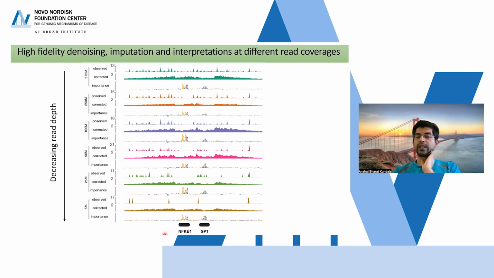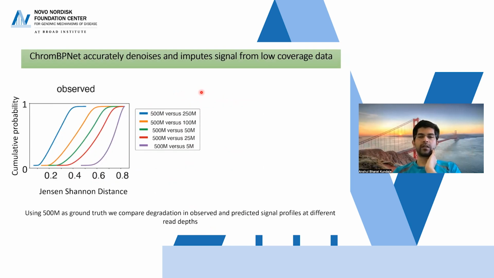And what's even more interesting is if you DeepLIFT these predicted profiles, you see the exact same sequence biology: NF-kappa B with SP1 driving this enhancer. 5 million reads, 500 million reads, right? Not much of a difference.